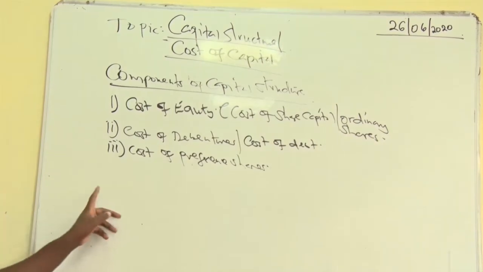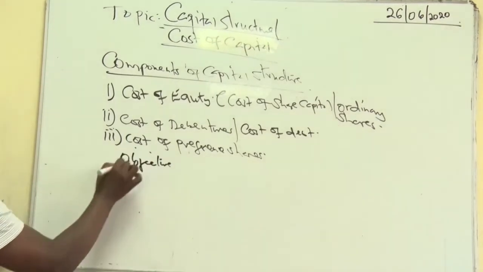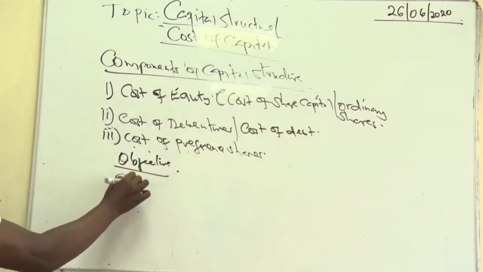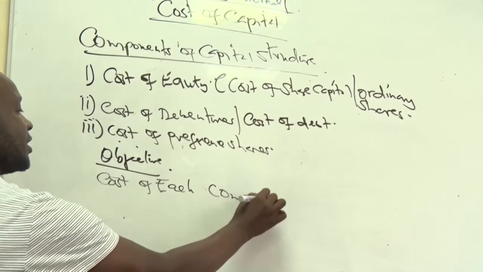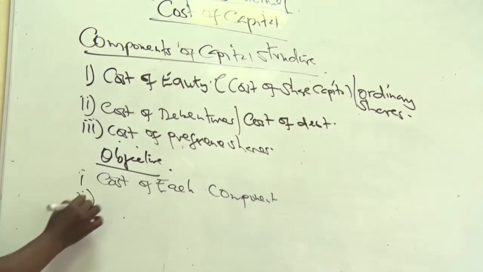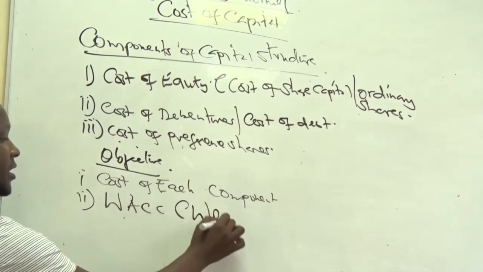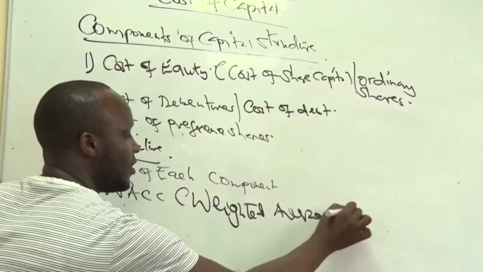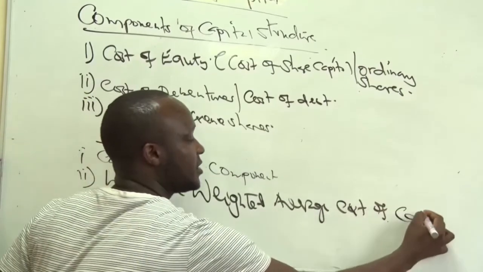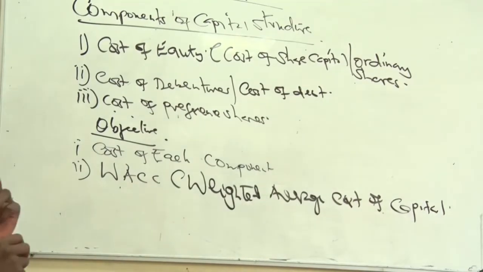Our main objective on this topic is, number one, to be able to calculate the cost of each component. Number two, we shall be able to calculate the weighted average cost of capital, sometimes called WACC. Weighted average cost of capital. Those are the two main objectives that we cover on this topic.